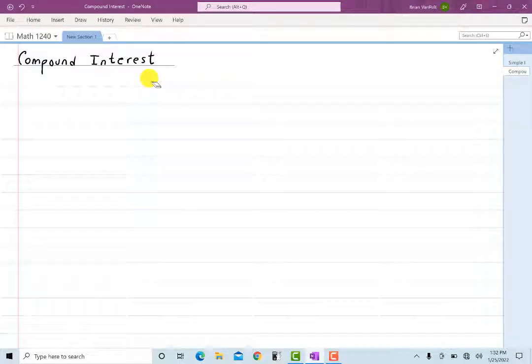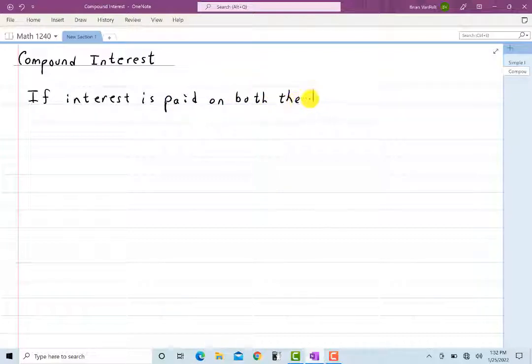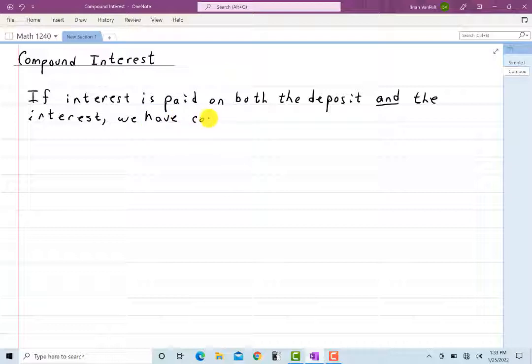All right, in this section, we're going to look at how interest is actually computed in real life. This is referred to as compound interest. So if interest is paid on both the deposit and the interest, we have compound interest.